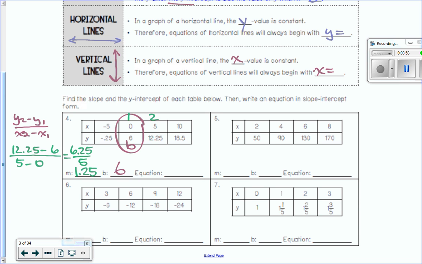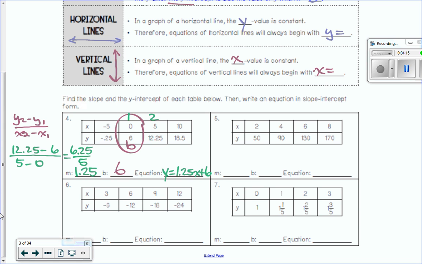Okay, and so now we can substitute our slope and our y-intercept and write an equation. So that's going to look like y equals 1.25x plus 6. Pretty good? Yep. All right, let's look at number 5.